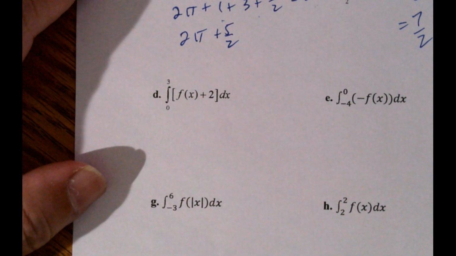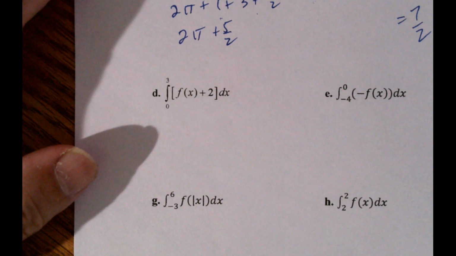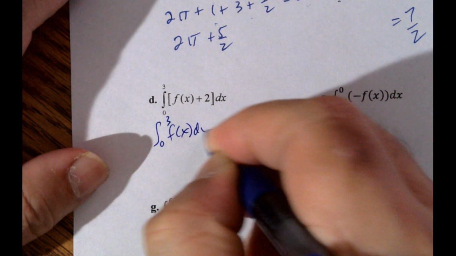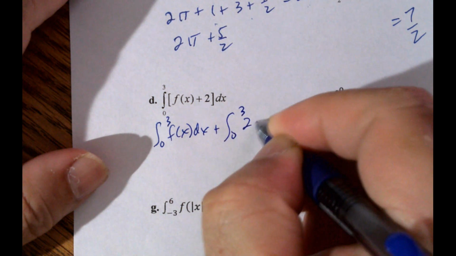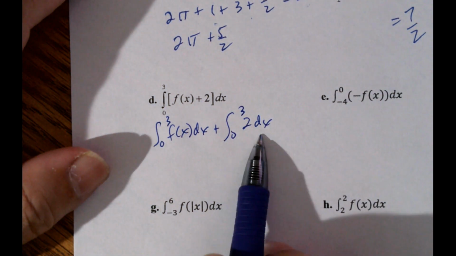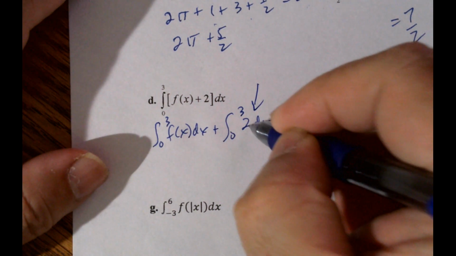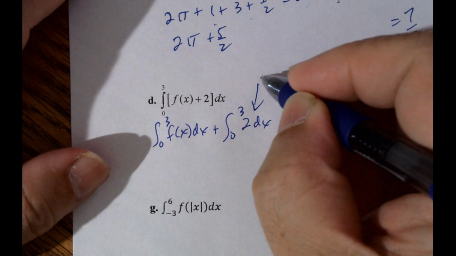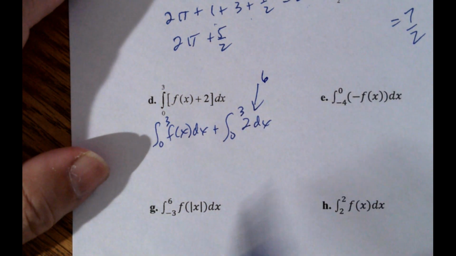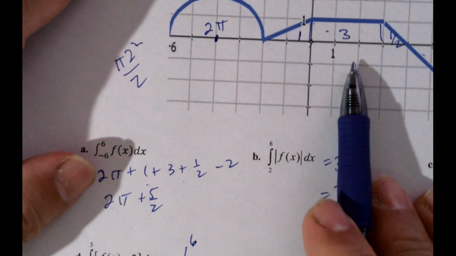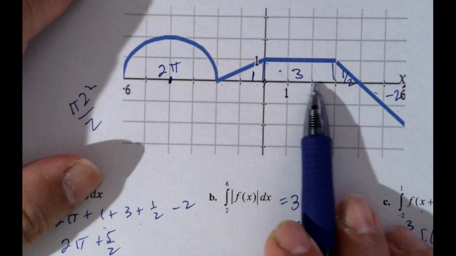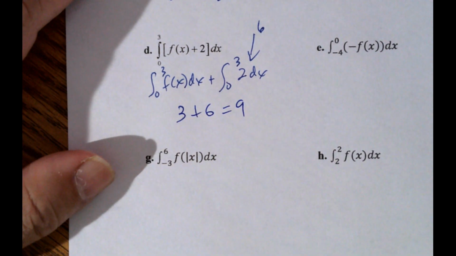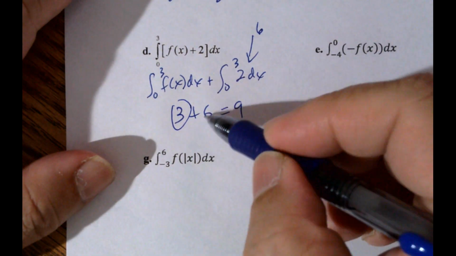Now we're looking at D. So here, all you're going to do is move everything up by 2. You can think of this as 0 to 3 of f of x dx plus 0 to 3 of 2 dx. So if we have a height of 2, it's simple. So this part by itself is 2 times the width of that. The width of that is 3, because 3 minus 0 is 3. So that's just going to be 6, 2 times 3. And then 0 to 3 of f of x, that's this piece here. We've done that a minute ago. So it's 3. So it's 3 plus 6, which makes 9. All right, 3 is this piece, 6 is that piece.